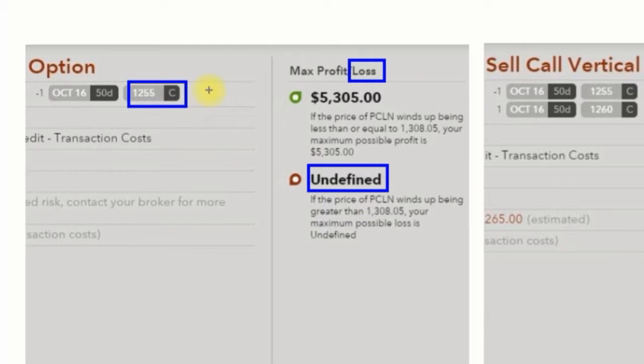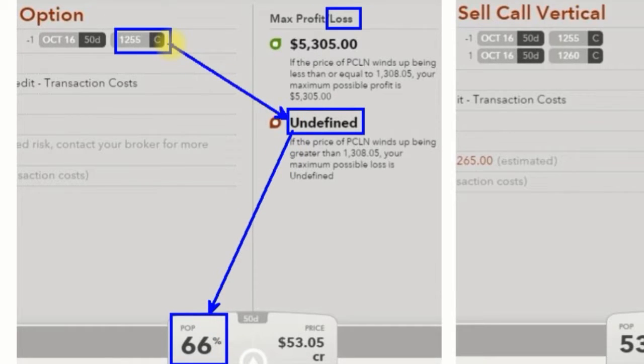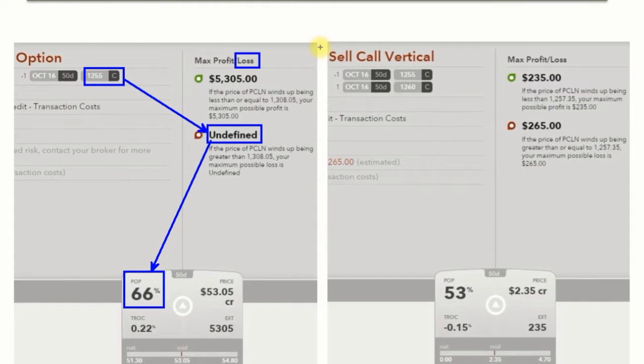So what's the upside for selling a call option with undefined loss potential? Well, we get this high POP. Those are the trade-offs, right? Undefined loss, selling the call option by itself, and we get this high POP. So let's go over to the call vertical instead and see how that plays out.